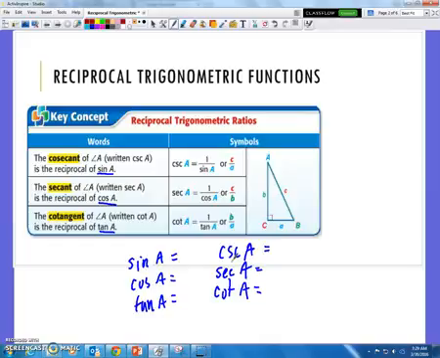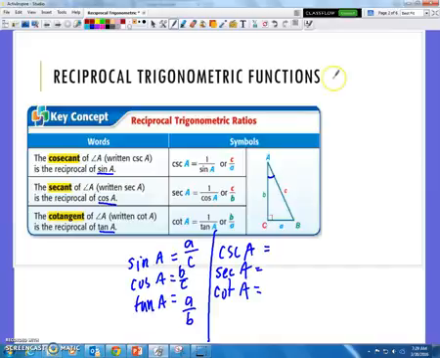So in this case, if I was talking about angle A here, in this triangle, the sine of A would be the opposite over the hypotenuse. So in this case, it would be little a over c. And the cosine would be the adjacent side, b over c. And the tangent would be the opposite over the adjacent, a over b. Now I want to show you this over on the side before we do the second column.